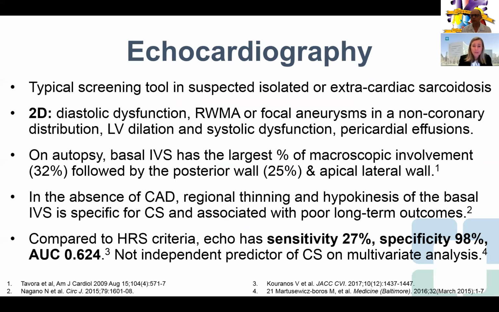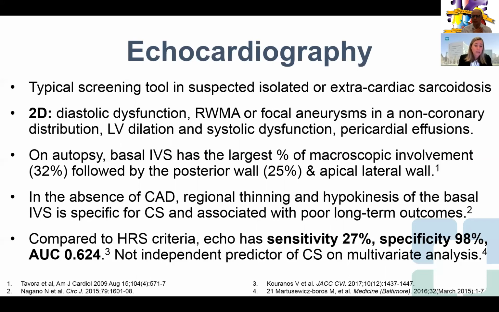Now, most of us in imaging labs across the world still rely on echocardiography, and I want to mention that because it remains our workhorse for initial evaluation of these patients. It's the typical screening imaging tool for patients with suspected cardiac sarcoidosis or extracardiac sarcoidosis, and we rely on our 2D images to look not only for regional wall motion abnormalities and focal aneurysms in a non-coronary distribution, which we'll talk more about, but other features such as LV enlargement, systolic dysfunction, pericardial effusions, diastolic dysfunction, and we are able to localize the region of these abnormalities to try and hypothesize whether cardiac sarcoidosis is involved.